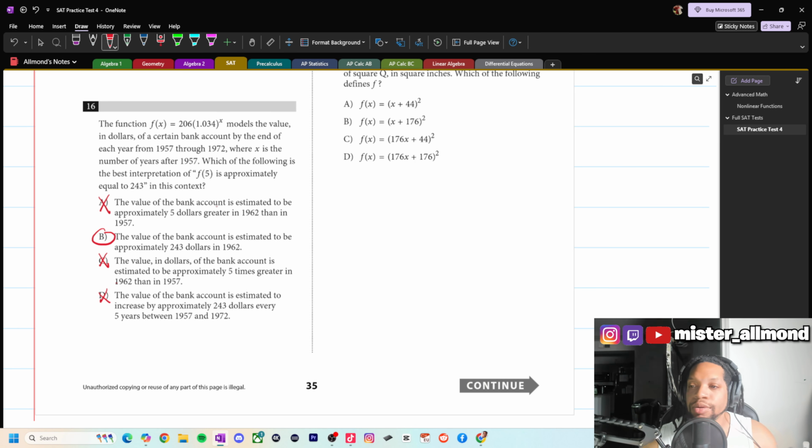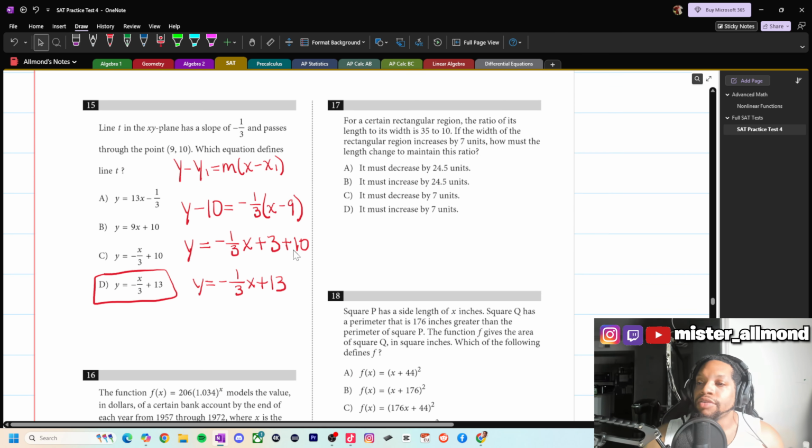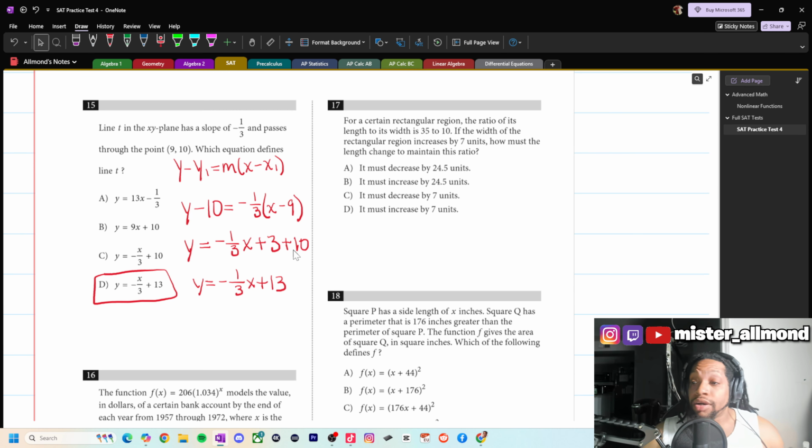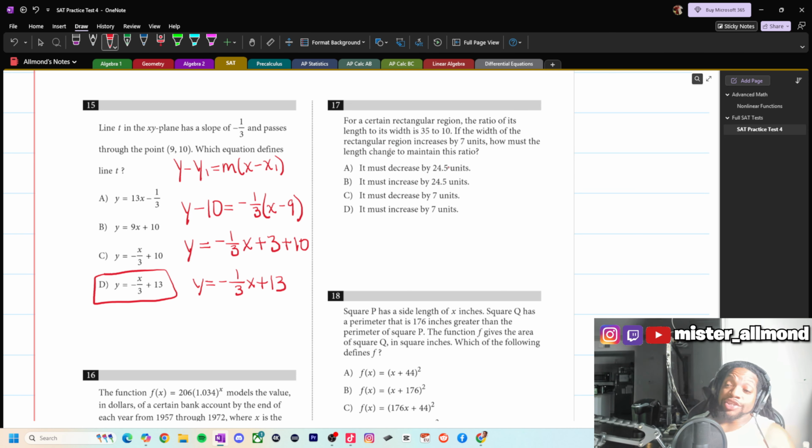All right. So 17. Right side. I know you can't see it on my Twitch. I got the full screen. For a certain rectangular region, the ratio of its length to width is 35 to 10. If the width of the rectangular region increases by 7 units, how must the length change to maintain this ratio?